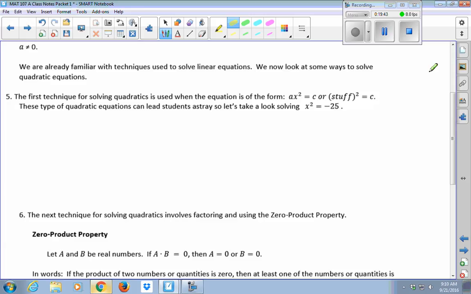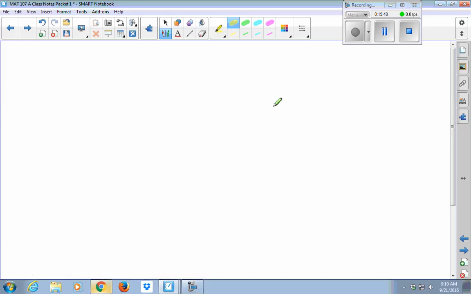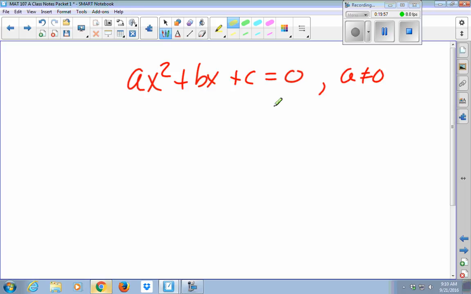So first of all, I just want to point out to you the different forms that a quadratic equation can take. This was the definition of a quadratic equation where a could not be 0. The reason a can't be 0 is that if a was 0, this would disappear and you'd have a linear equation. However, b could be 0 and c could be 0. So let's look at a quadratic equation where b equals 0.